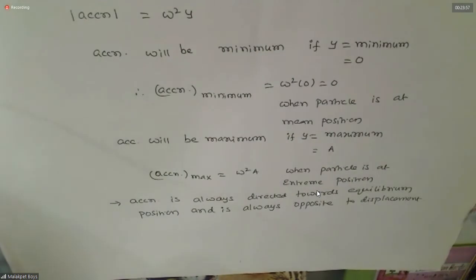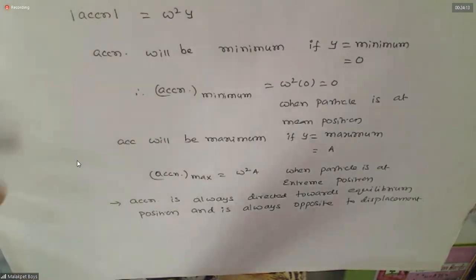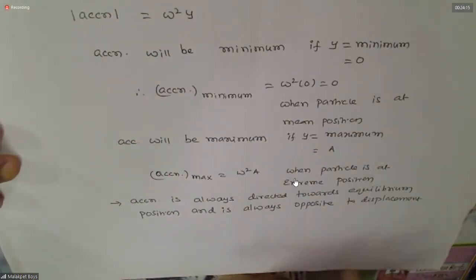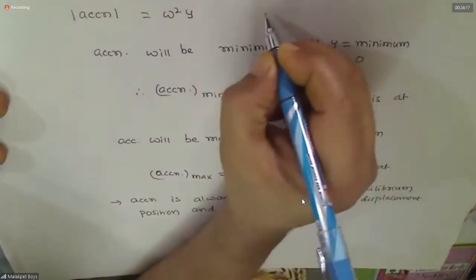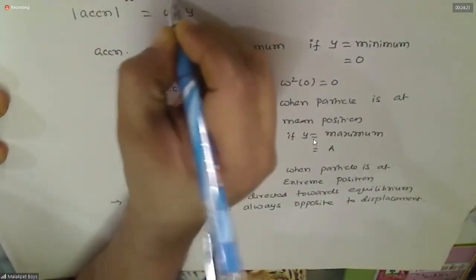Sir, velocity will also be opposite to displacement. Velocity will not be opposite. Where did you prove that? Did I prove that? No, sir, I'm not sure. Acceleration directly we are getting this. This equation itself reveals it. In the acceleration equation, what do you have? Sir, minus. Minus omega square y.